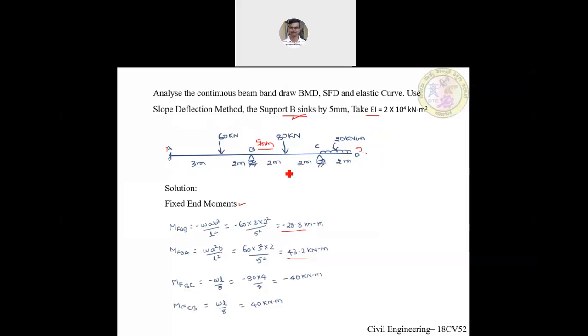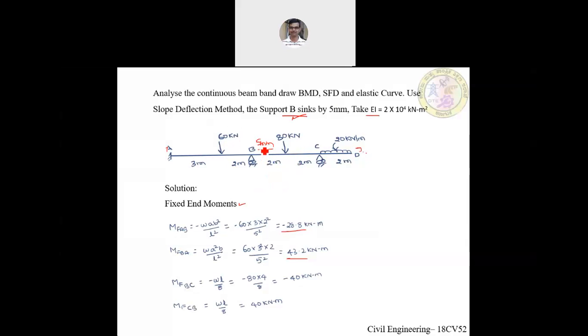We have a two span beam. Along with that we have an overhang, and we can identify two major differences from the previous problem. This is that at joint B we have a settlement of support or sinking of support by 5 mm, and we have an overhang portion as well. So now these two need to be taken into account while we are analyzing.